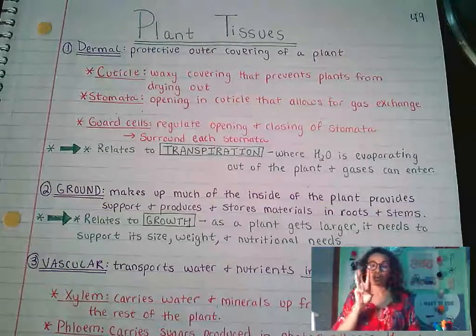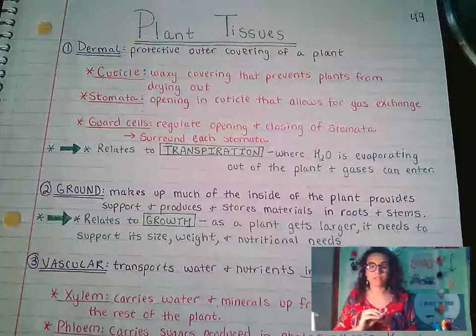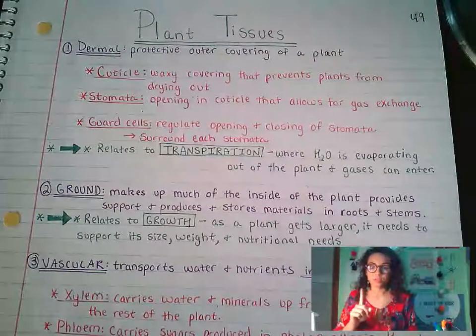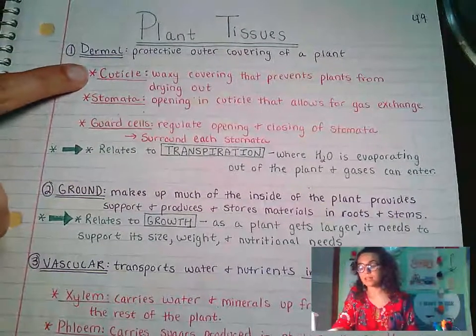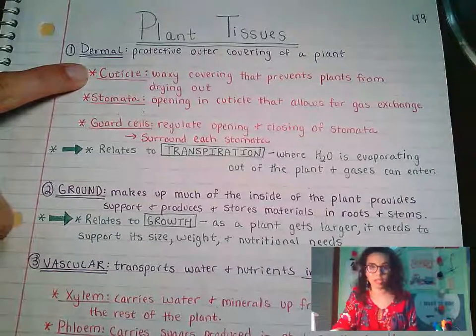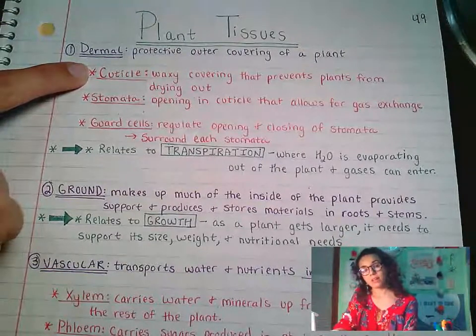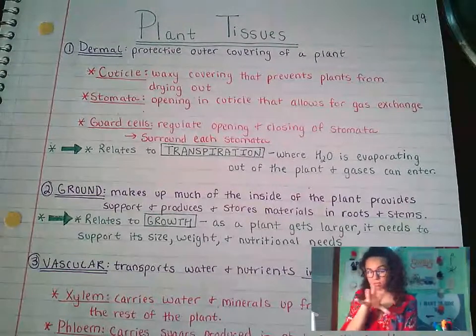There are 3 different main structures that we find on these dermal tissues. The first one being a cuticle. The cuticle is the waxy covering that prevents plants from drying out. That's kind of like the lipids in our skin that help us not be SpongeBob and absorb all the water or release all of our water like a sponge.